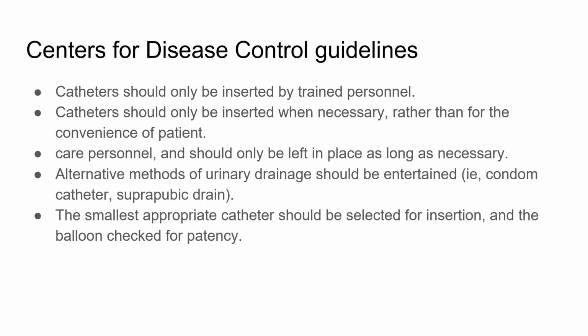And it should only be left in place as long as necessary. So the period of the catheterization should be very minimum if possible. Whatever the demand of the condition is, depending upon that, catheterization should be there. Long-term catheterization is not usually advised. To prevent such complications, alternative methods of urinary drainage should be entertained, such as condom catheters and suprapubic drainage. The smallest appropriate catheter should be selected for insertion and the balloon is checked for patency.